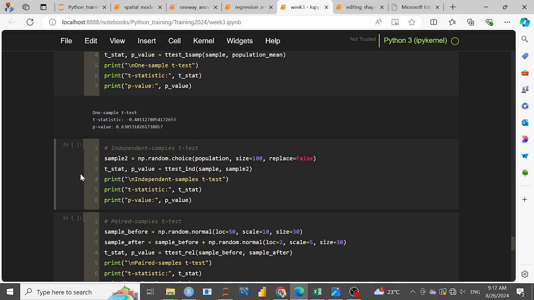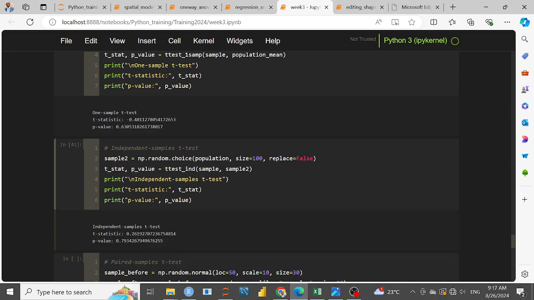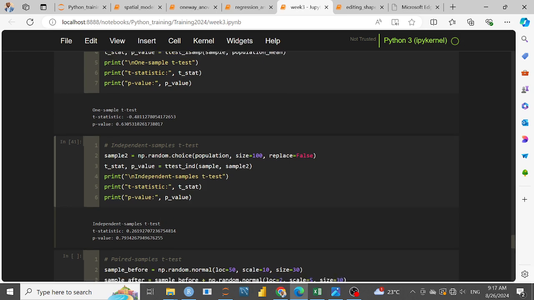Let me run it. You can see the independent sample t-test. The t-statistic here is 0.2619 and the p-value is 0.79. It's also very high. We do not reject H0 here because it is greater than 0.05, meaning that they are equal. The means of the first sample and second sample are equal. There's no difference.